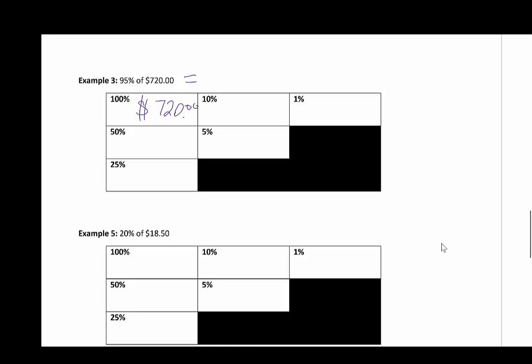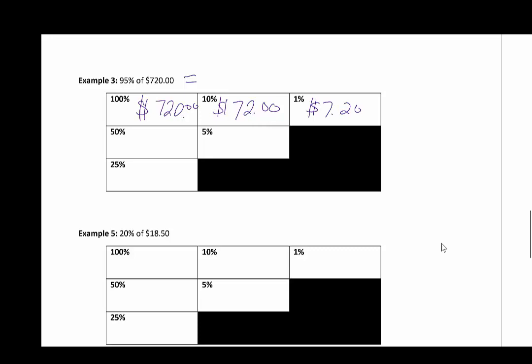I'm going to go to the right first. So 10% of that would be $72, and 1% would be $7.20. Notice I just moved the decimal over 1 over 1. The numbers keep getting smaller as I go to the right. Okay, now I've got to take half of these numbers.